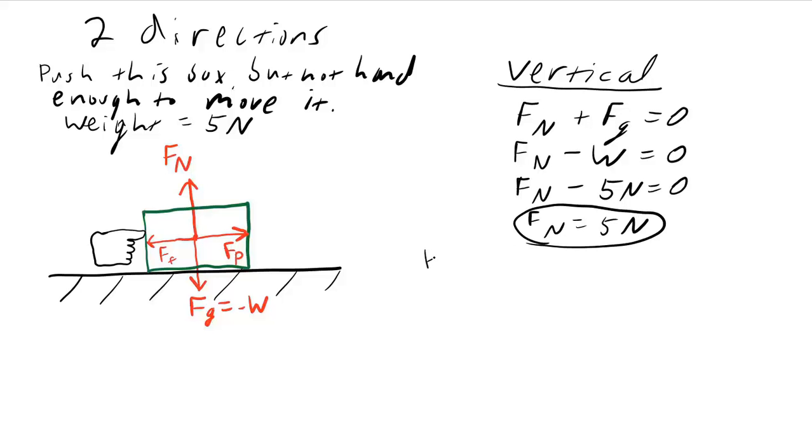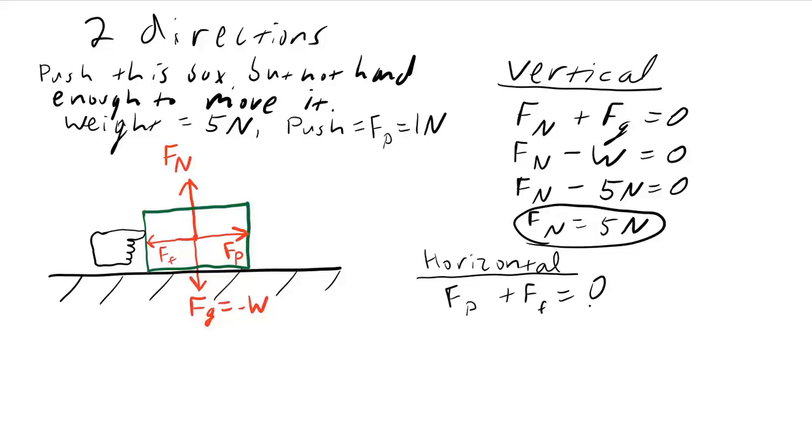Let's look at the horizontal. Let's figure out the force of the friction. To do that, we would need to know the pushing force. So say you push with, I'll make something up for me here, we'll call F sub P, 1 newton. So I apply 1 newton of force with my hand. Now in the horizontal, you have the pushing force plus the friction force, and that has to equal 0. And if I just said that the pushing force is 1 newton, apparently the friction force is minus 1 newton.